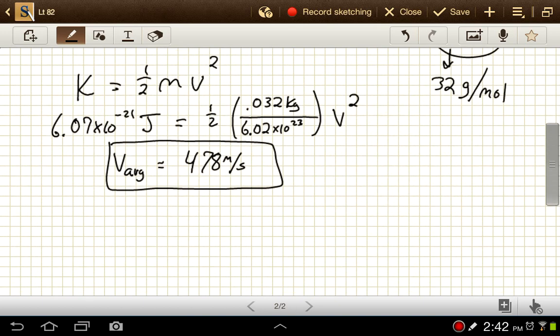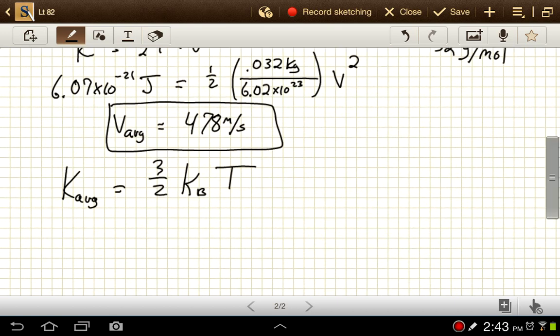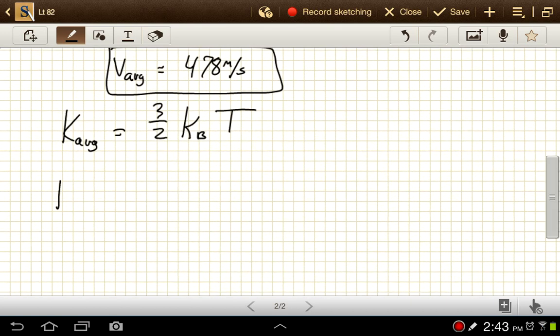Now, if we want to do this more generally, we have that equation: K average is equal to 3/2 times the Boltzmann constant times the absolute temperature. And we also know K is equal to 1/2 mv squared. So we can set these two equations equal to each other and derive a general equation for that. And we'll talk about that a little bit more in the next video.